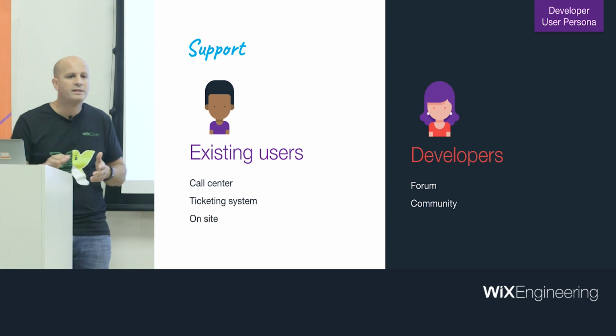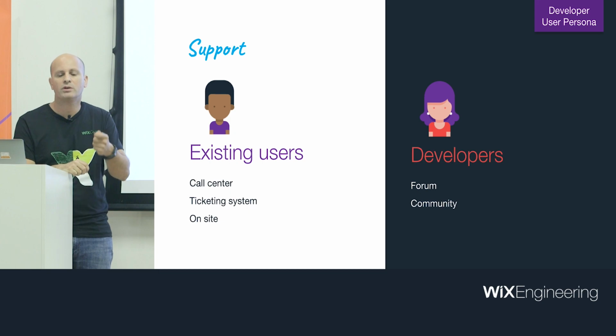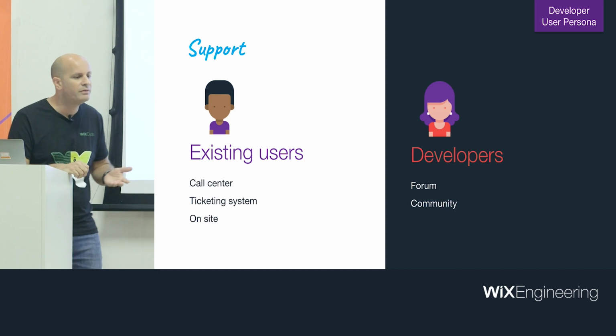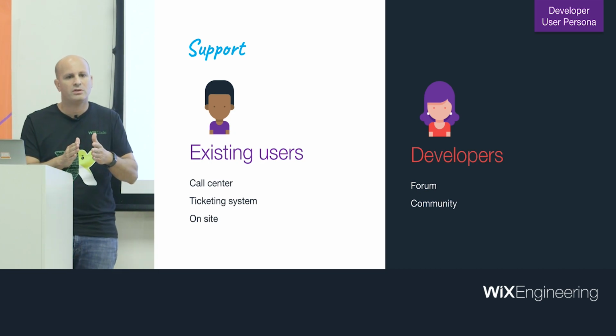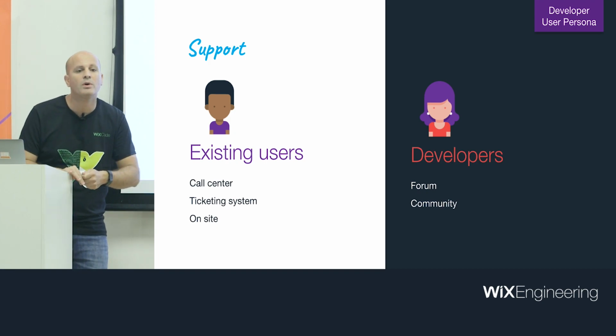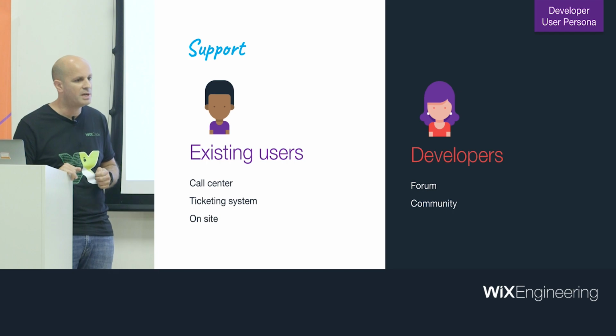Support. Again, for existing users in Wix, we have a call center. People can actually call our call center in the States. We have a ticketing system. People open tickets and then we answer them, sometimes in a few hours, sometimes after a day. With developers, it's different. Developers usually work in forums. They post a question and someone from the community, not necessarily from the actual company, provides them an answer. This is what they are used to, and this is what they will look for when they come to use an API and a product that is an API.